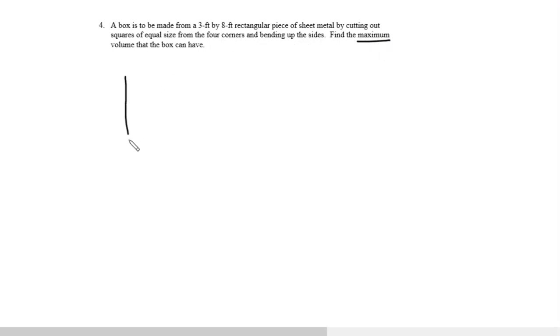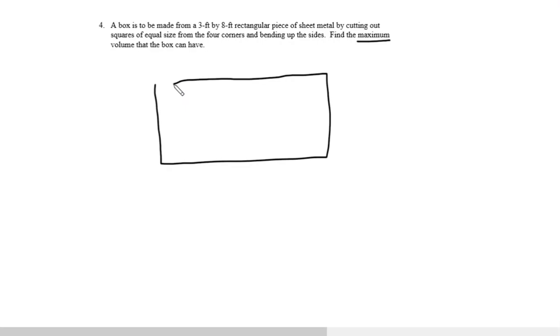And I know you're seeing this problem, and you see these dimensions and the things getting cut out of the corners, and you're like, holy crap, that's a lot to deal with. But just trust me when I say it's not as bad as it really is. So I've got a box, and it's 3 feet by 8 feet. I'm just going to call that 3, and this side over here will be 8.